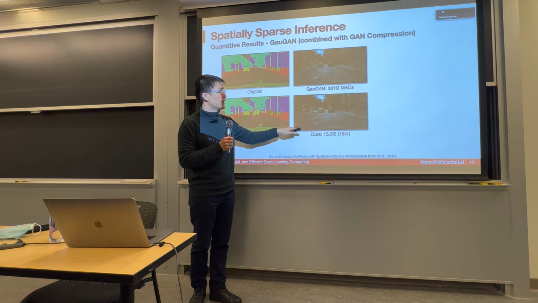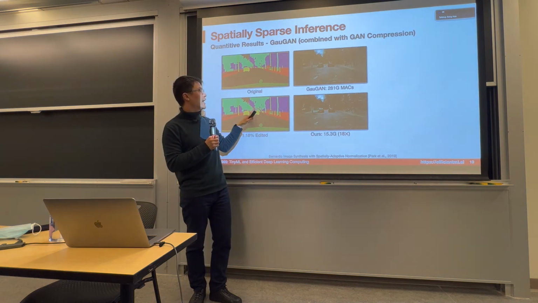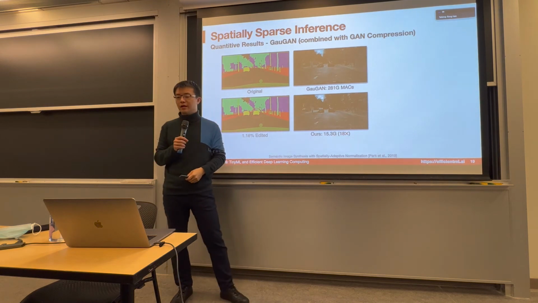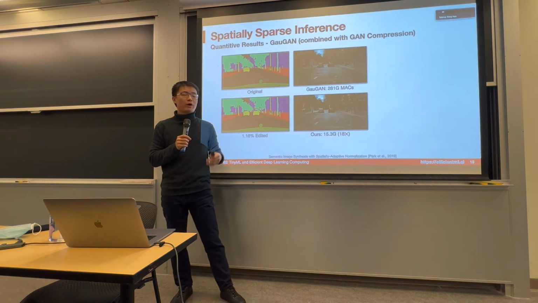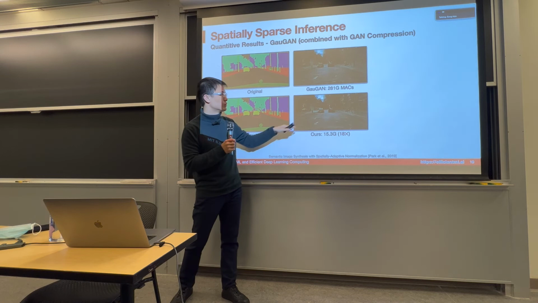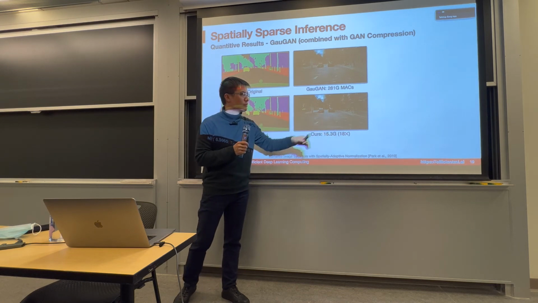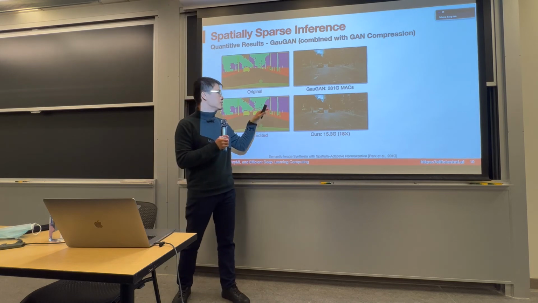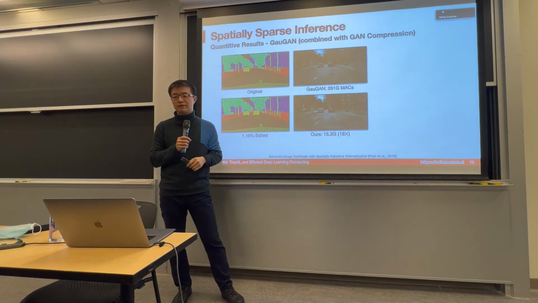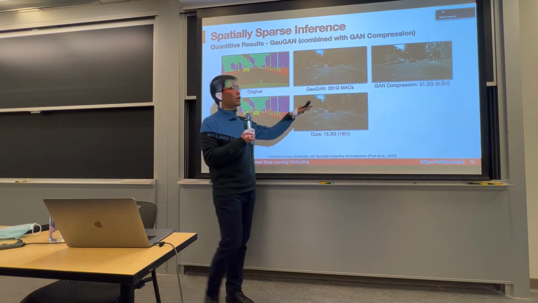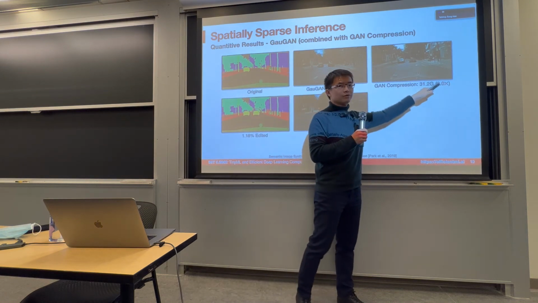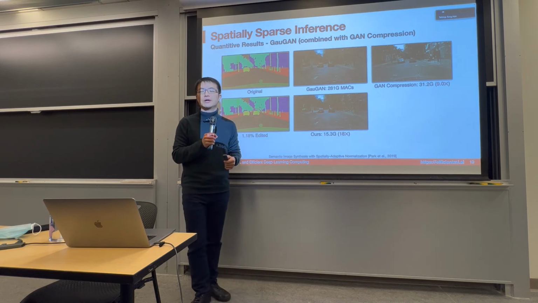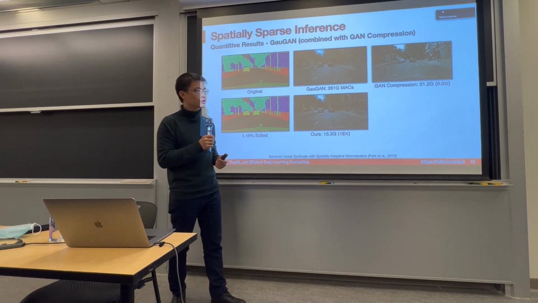Well, ours, since we only edited a small region, we can apply the spatial sparsity to this method to this generation, so that we can reduce the computation to only 15 gig by only computing this edited region, right? So GAN compression itself can reduce the computation to 31 gig, right? By shrinking the channel by building a SuperNet with the once-for-all approach.